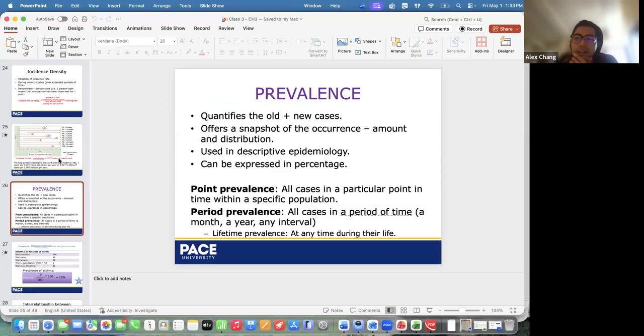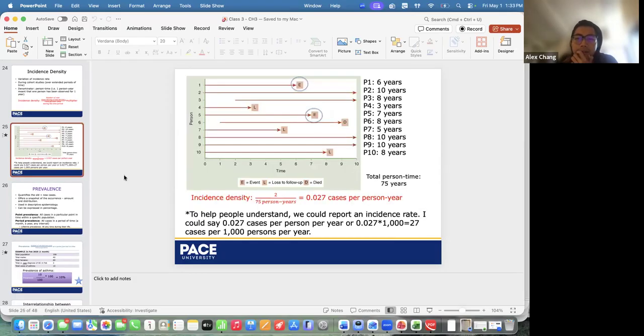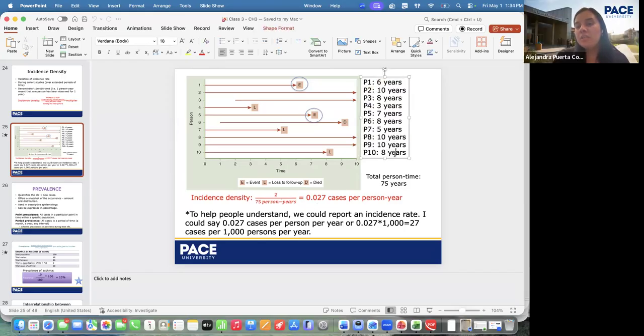Can you go back to the last one? Yes. So it's 2 divided by 75. Why 2? Because only 2 got the event, right? And the 75 I got from adding all of these up, all the person years. And then I multiply by whatever multiplier I decided.